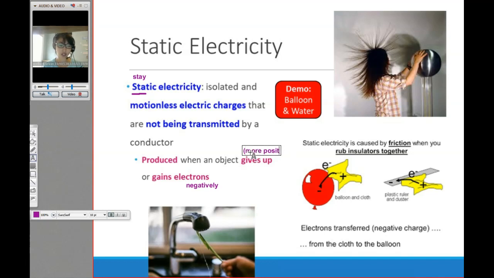What happens to your charge if you're gaining electrons? What do you become? More? Yes, you become more negative. Exactly. Remember, electrons are negatively charged, so it's kind of the opposite of what you expect to happen.